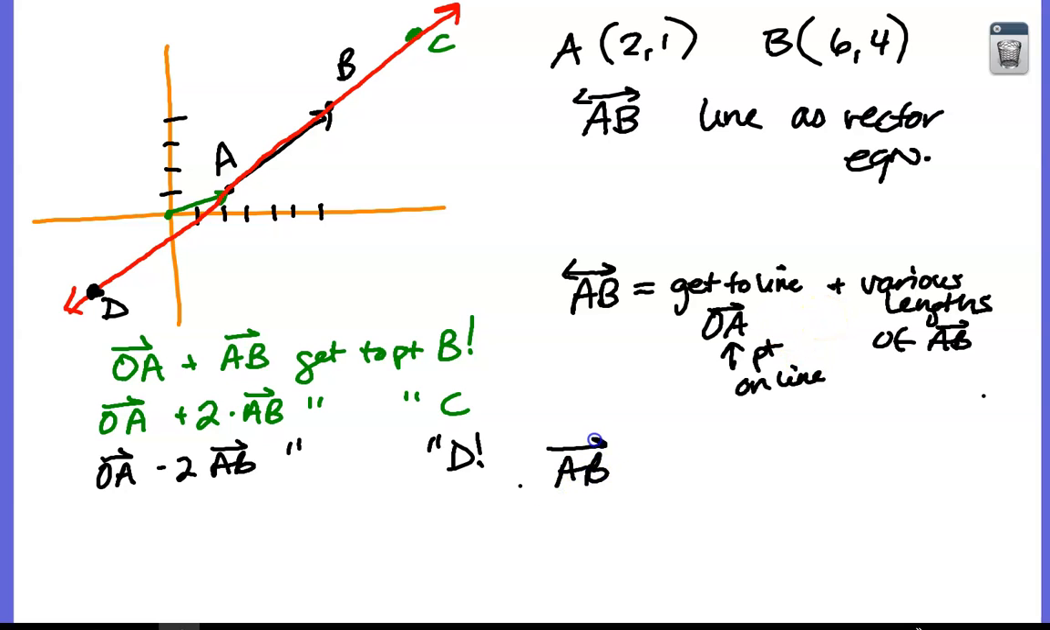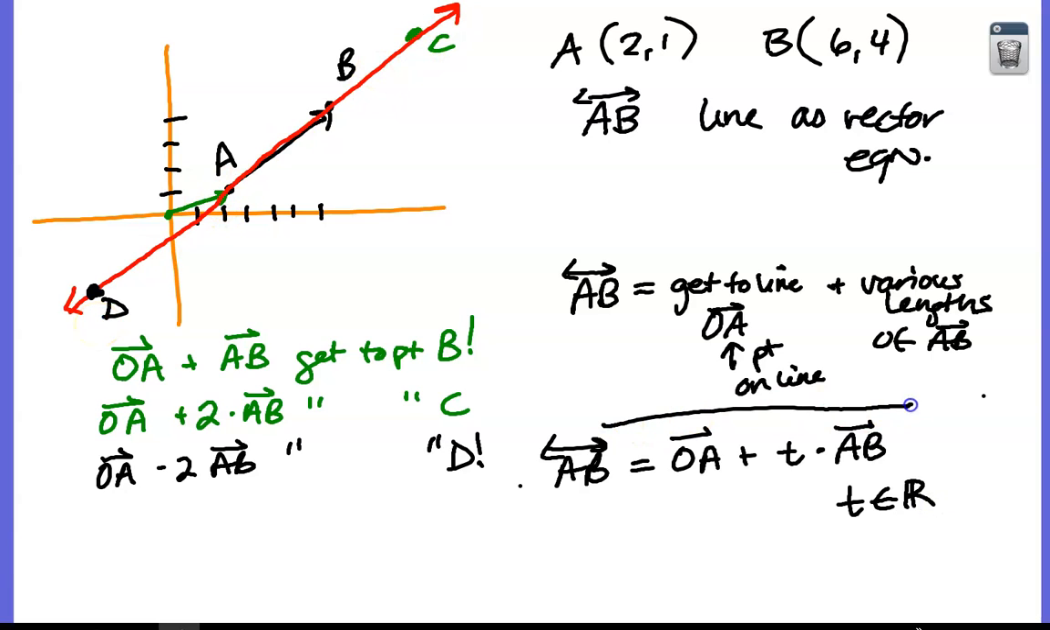So let's see what that looks like. I'm going to go from the origin out to one of the points on my line. Then I'm going to use T because I'm going to go various lengths of the vector that is on the actual line. So again, first I get out to the line and then I can move various lengths of that. And as long as T is any real number, guys, as long as you use every length, you're going to get every point on the line. This right here is your vector equation of a line.